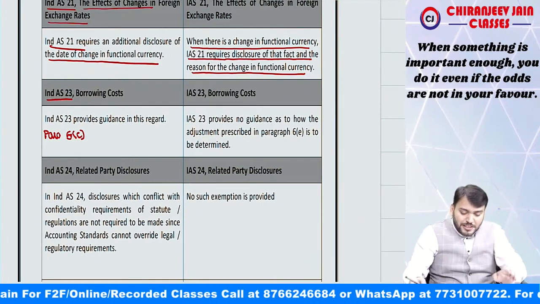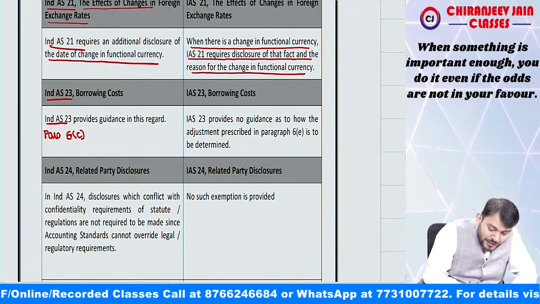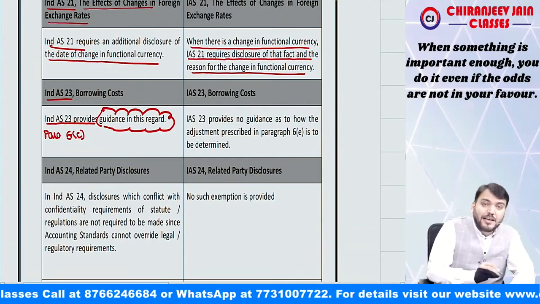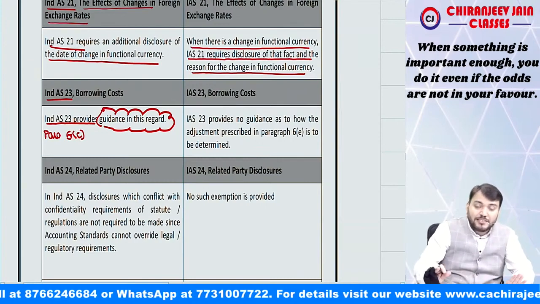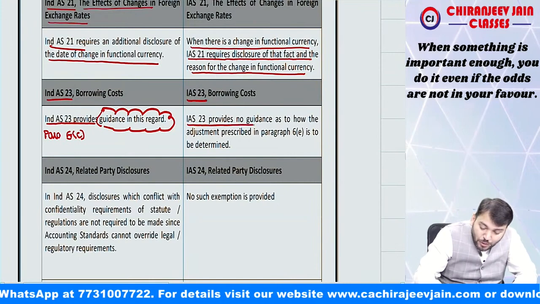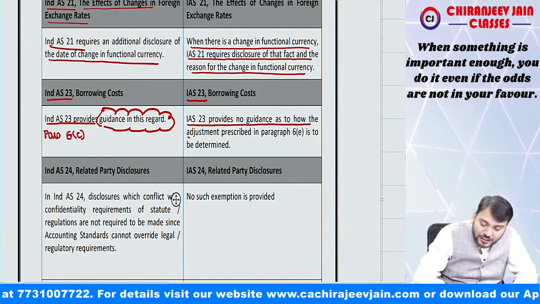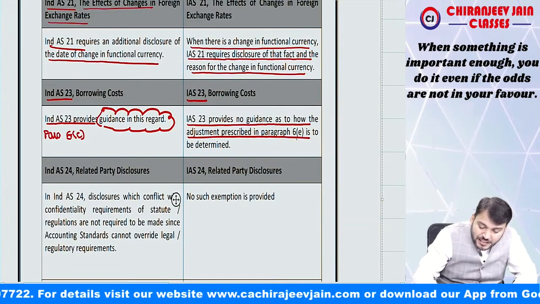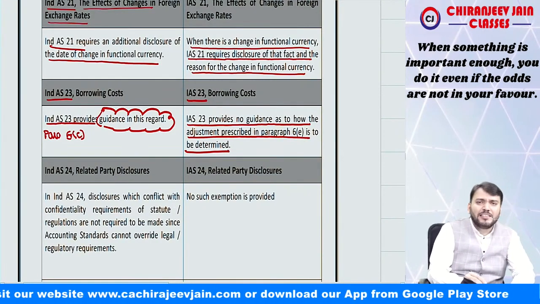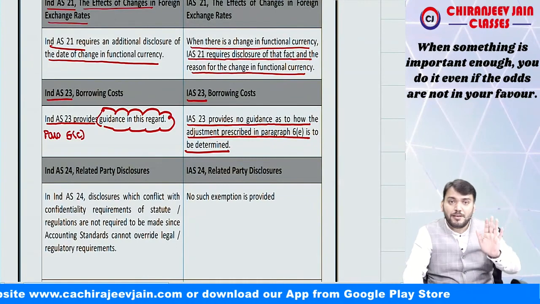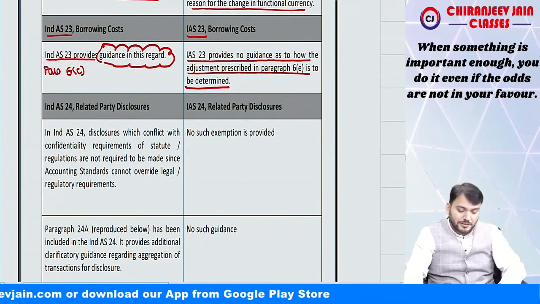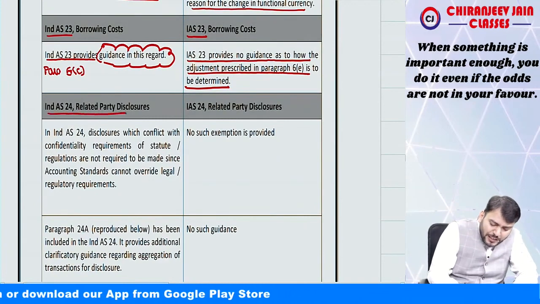Yes, sir. So for this, Ind AS 23 provides guidance. An explanation has been given under Ind AS 23, but such explanation has not been given under IAS 23. IAS 23 provides no guidance on how the adjustment prescribed in para 6(e) is to be determined. But some explanatory guidance has been given under Ind AS 23, and that guidance we have already covered. Understood? Yes, sir. Then Ind AS 24, related party disclosures.